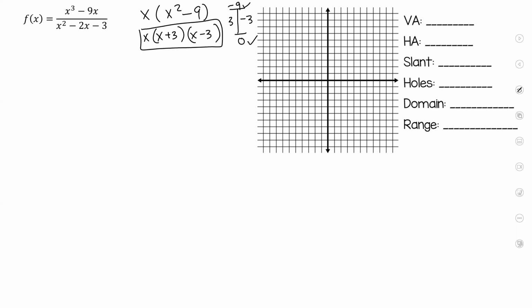Now we're going to factor the denominator. I need two numbers that multiply to -3, add to -2, and that's -3 and 1. So that will be x minus 3 and x plus 1. So if I factor f of x, this is what it will look like.